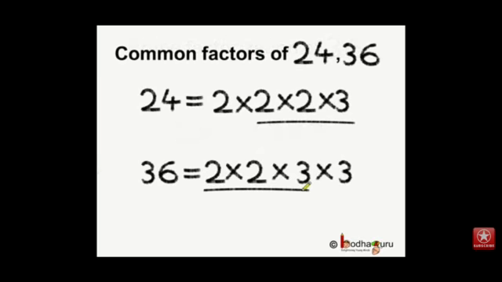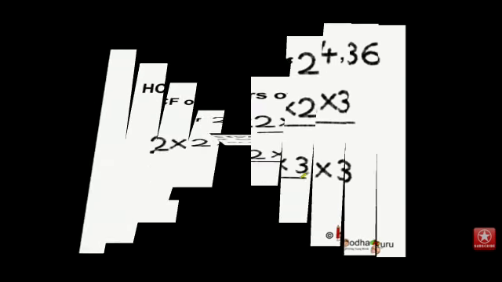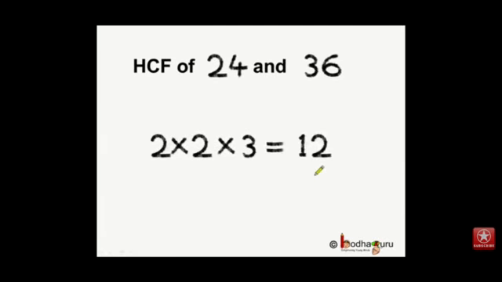Now find the common factors between 24 and 36. 24 can be written as 2 into 2 into 2 into 3, and 36 is written as 2 into 2 into 3 into 3. Here see, common numbers are 2 into 2 into 3. This is in 24 also, and 2 into 2 into 3 is in 36 also. Therefore the answer is 12. Highest common factor of 24 and 36 is 12.